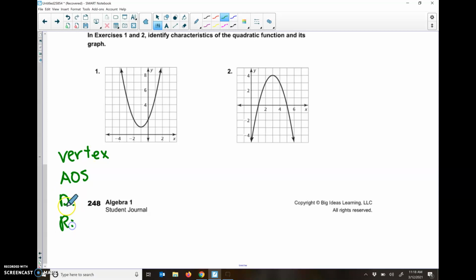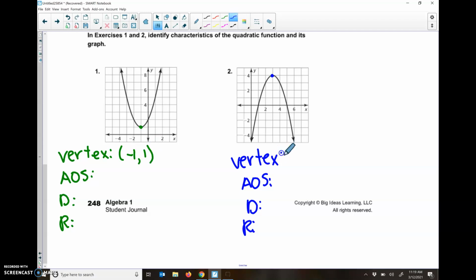So remember, the vertex is the lowest or highest point of the graph. So vertex will change depending on what kind of graph it is. If it faces upward, like number 1 does, then we want to know the lowest point of the graph. If it's like number 2, where it faces downward, then the vertex is going to be the highest point of the graph. So for number 1, our vertex looks like right there, and it is -1, 1.